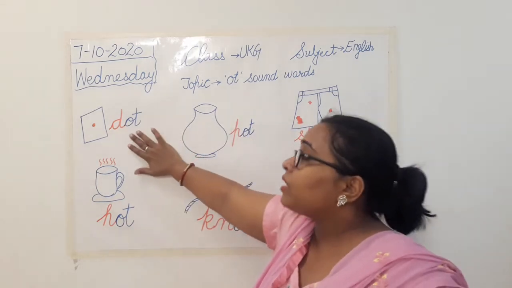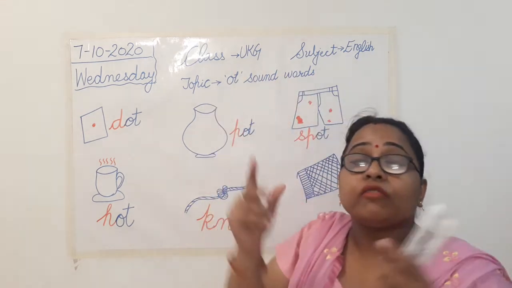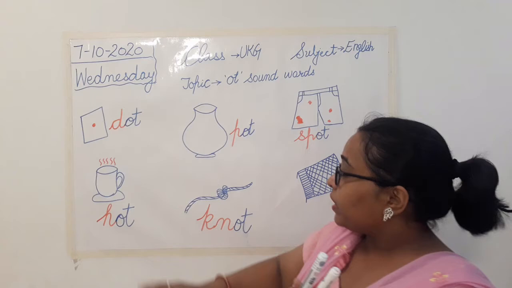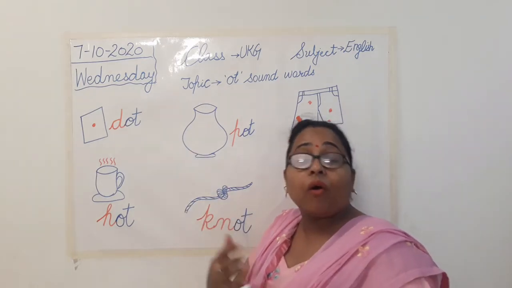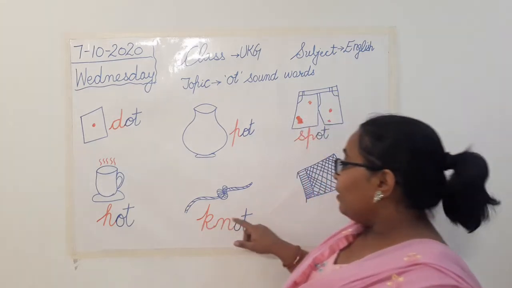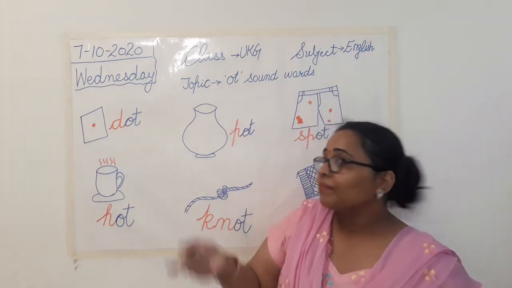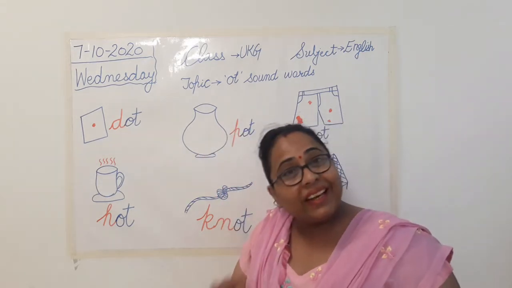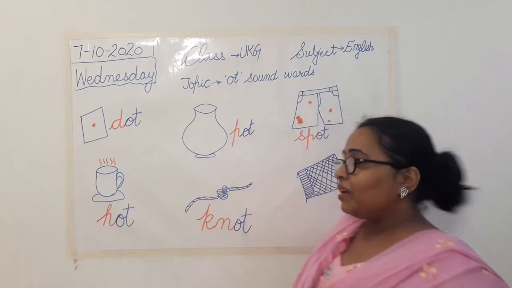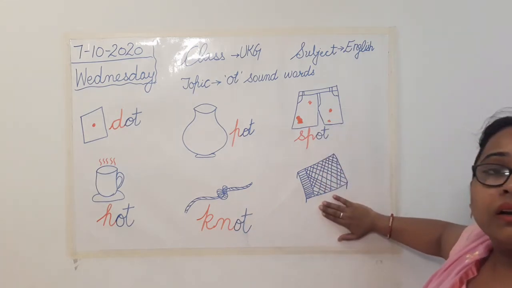Similarly, mama see, mama give me dot, mama I have drawn a dot, mama I have joined the dots, isn't it? Hot. Mama, my milk is hot. Papa is drinking hot coffee. Then, not. Mama, give me, I'll tie some knots. Pot. Mama, give me water from pot. Clear? This is how you can use your words. Now, moving to the last picture which I have drawn is a cot.